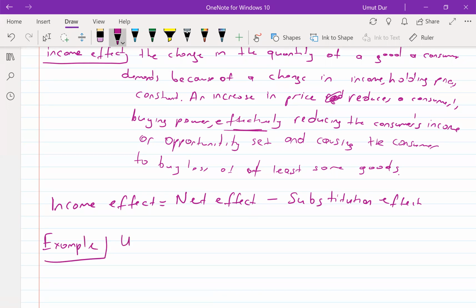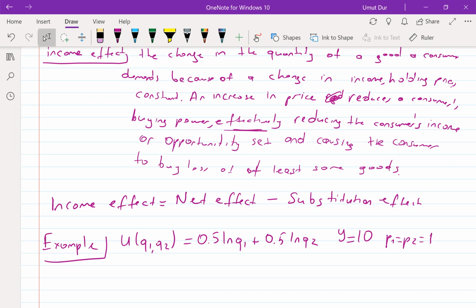We have a utility function given as 0.5 ln q1 plus 0.5 ln q2. My initial income is given as 10, and the prices of good 1 and good 2 are 1. Then the price of good 1 increases to 2, and it asks us to find the income effect, substitution effect, and net effect.